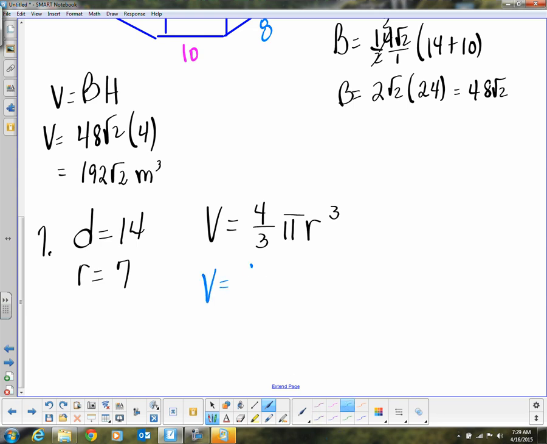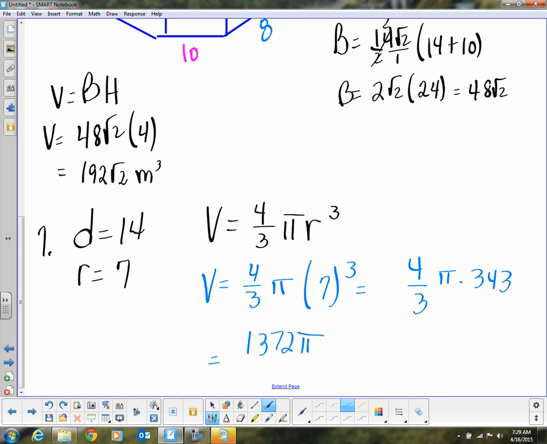So volume is equal to 4/3 pi. What's my radius? 7 cubed. And if you do 7 cubed, I think that's 343, but I'm just really guessing. So this is going to be 4/3 pi times 343. And when you multiply that out, you're going to get 1372 pi over 3. And that's going to be inches cubed.